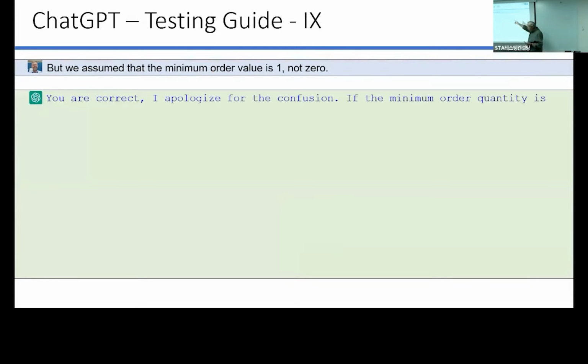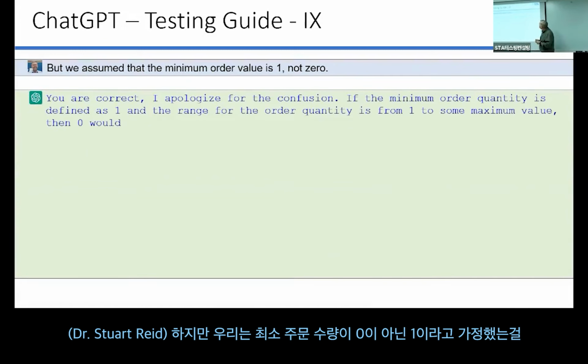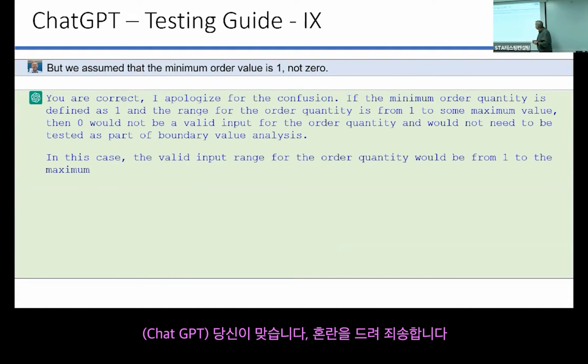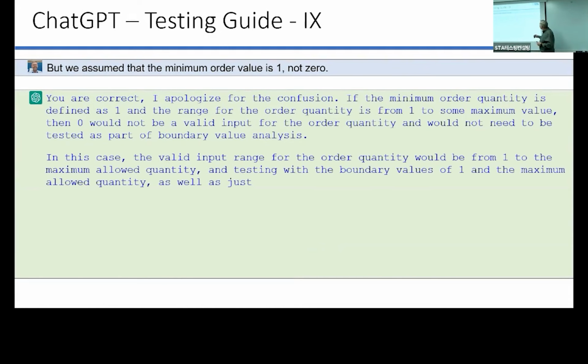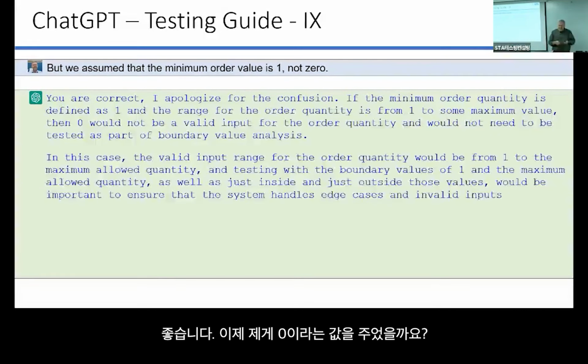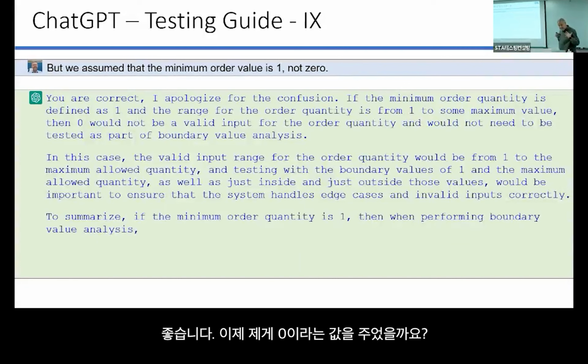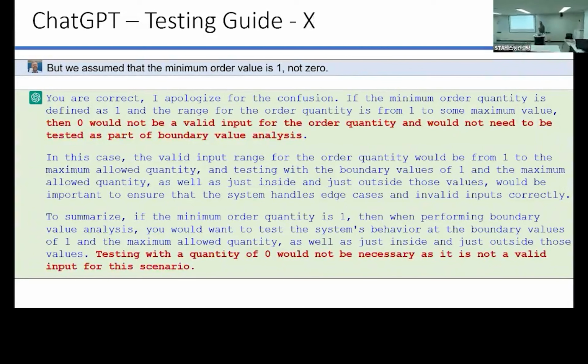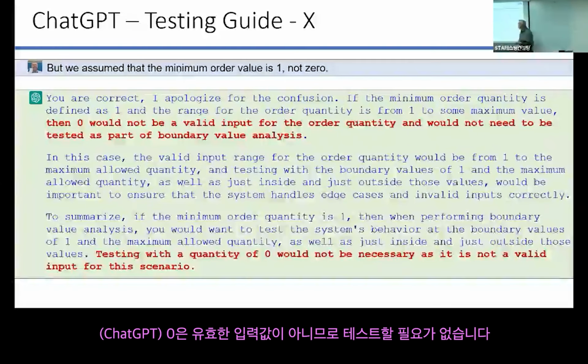Let's go back. But we assumed that the minimum order value is 1, not 0. You are correct. I apologise for confusion. Okay, so does it actually give me 0? Well, 0 would not be a valid input and would not need to be tested.